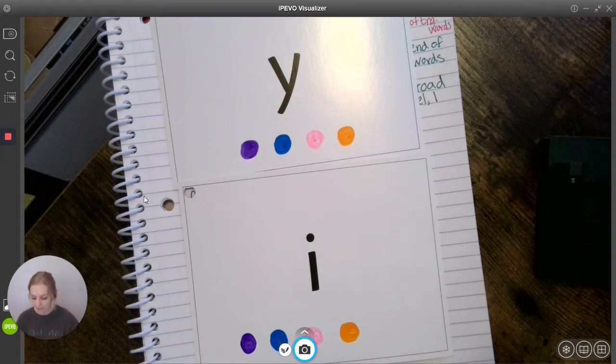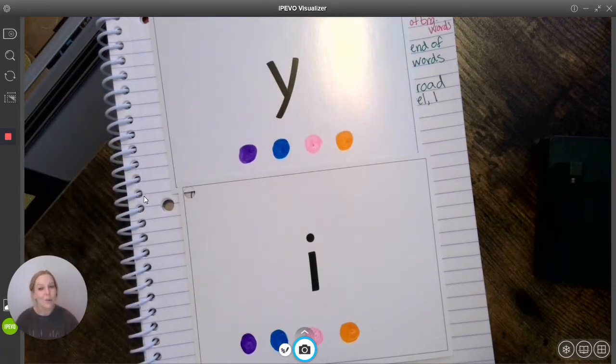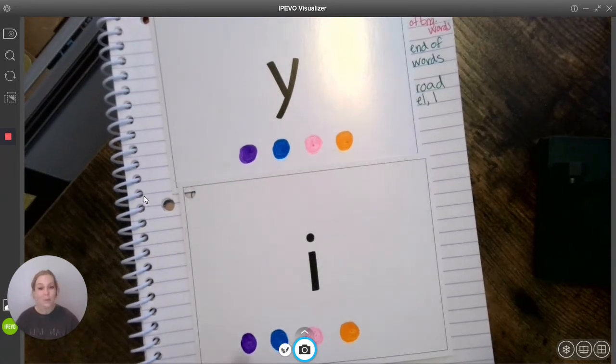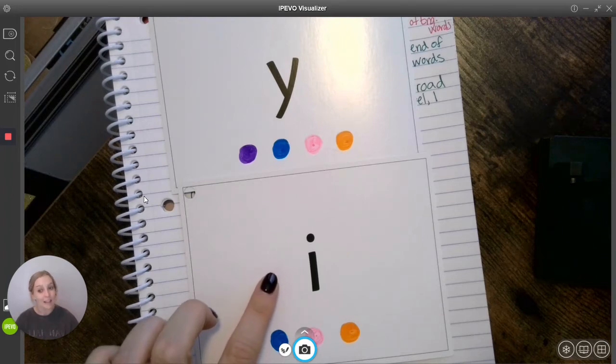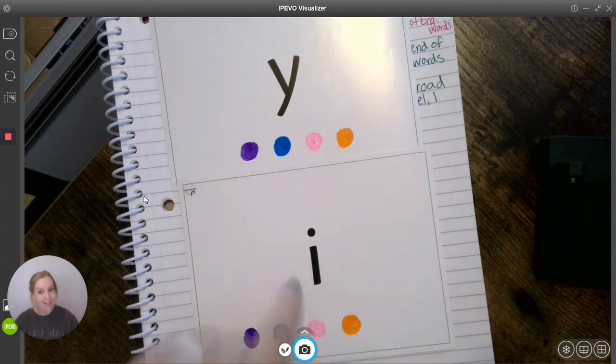Good job. So if I heard long I at the end of a word, which one would I use? Would I use Y or would I use I at the end of a word? I would use Y. Why would I use a Y? Why can't I use the I? Because English words do not end in I.